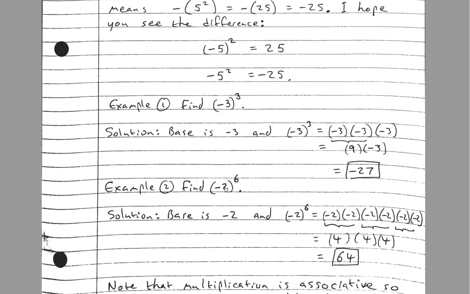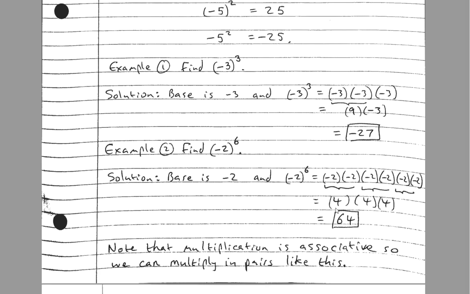Example 2, and now it's (-2) to the power 6, so a bigger exponent. Yeah, we still have parentheses, so the base is the whole thing, -2. So we need to multiply 6 negative 2's together. And a nice way to do it is do the first two. Negative 2 times negative 2 is 4. Do the third and the fourth, you also get 4. And the last two you get 4.